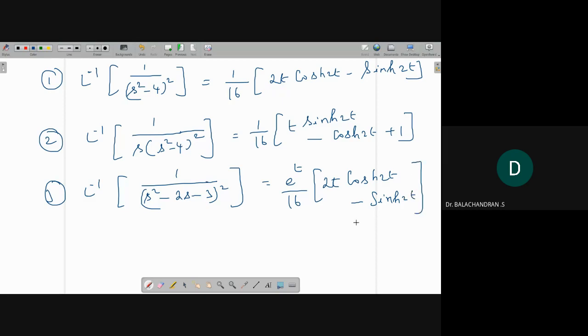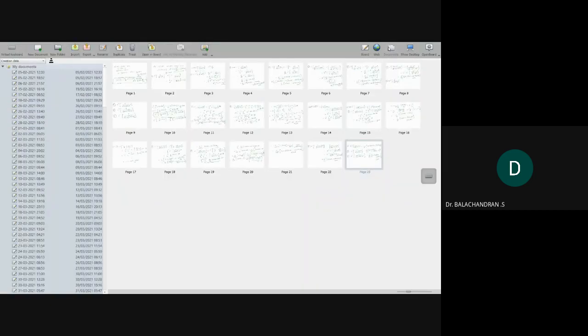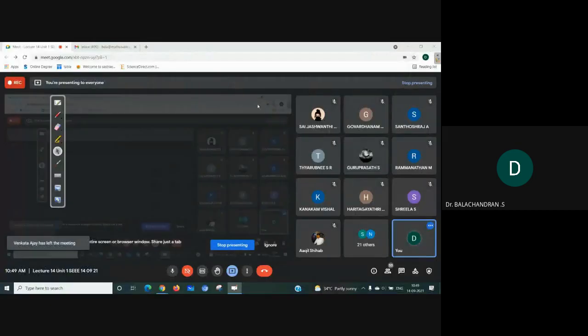Tomorrow I will take one more extra hour, 7:30 to 8:30. It's not compulsory; if you are interested, you can attend. Tomorrow I am going to take the second shifting theorem. Using the second shifting theorem, find the L inverse, and then I will start the convolution theorem, and after finishing it, I will solve some other problems using the convolution theorem. If you have any doubts, you can ask me. Otherwise, we'll meet tomorrow exactly at 7:30.